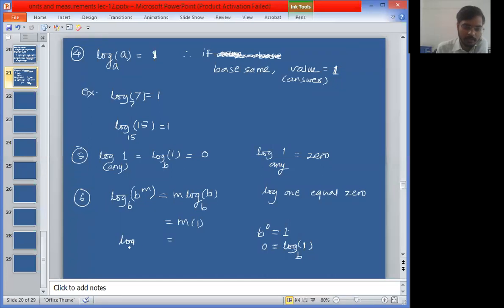So can I write this directly? Log of b raised to m to the base b is equal to m, this index outside the log.